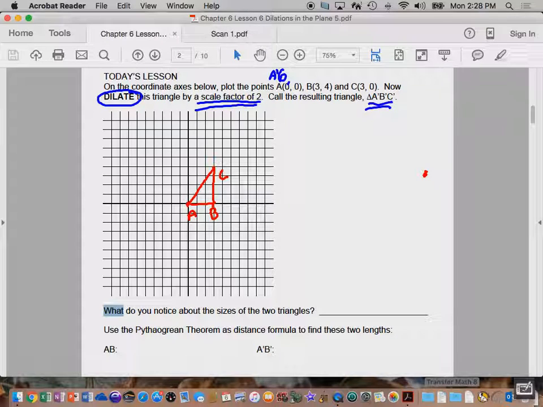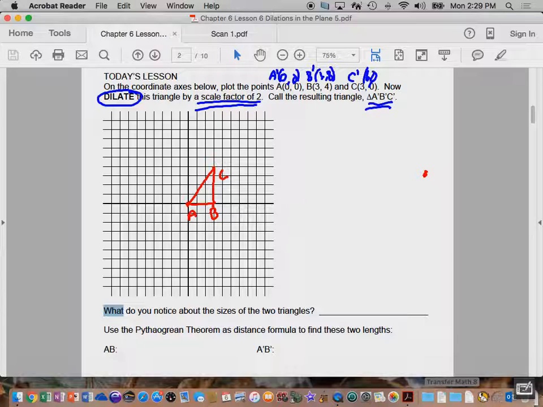What's 0 times 2? 0. Good. This is now B prime, what's 3 times 2? 6. What's 4 times 2? 8. And now let's do C prime, what's 3 times 2? 6. And what's 0 times 2? 0.